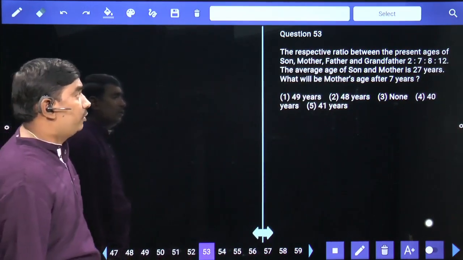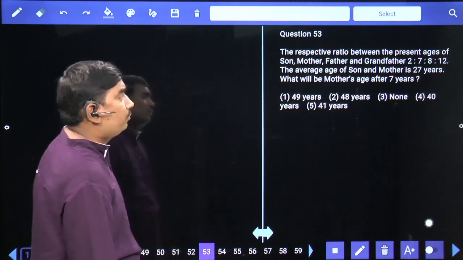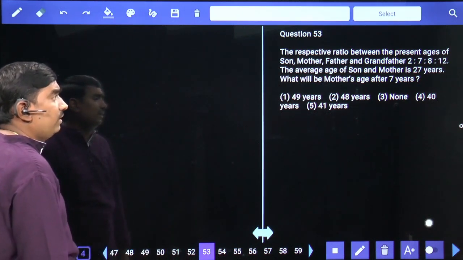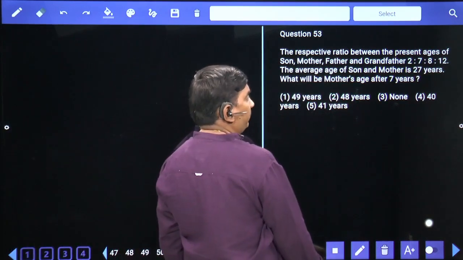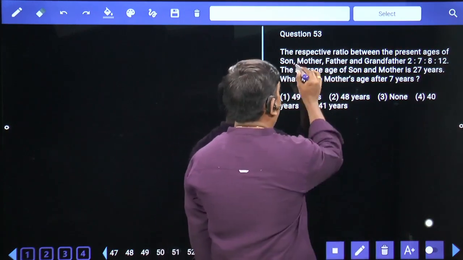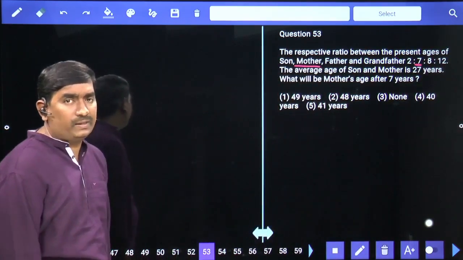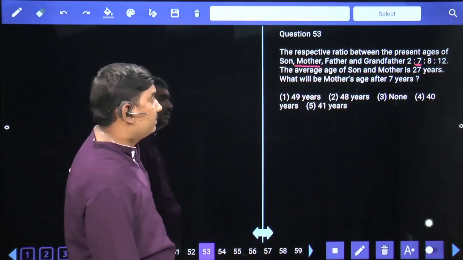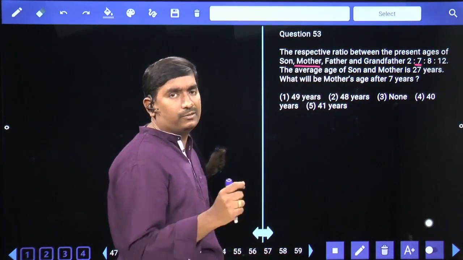The respective ratio between the present ages of son, mother, father, grandfather is 2 is to 7 is to 8 is to 12. Average of son and mother is 27. What will be mother's age after 7 years? So present age of mother is 7 parts. After 7 years also mother's age should be a multiple of 7. The answer is a multiple of 7, but we have none of these options. So definitely you need to solve the question.